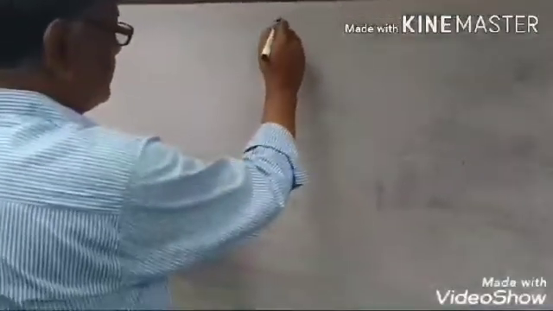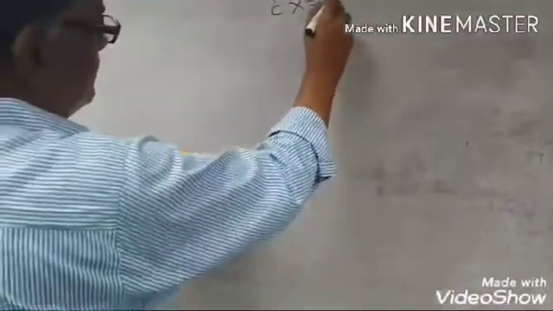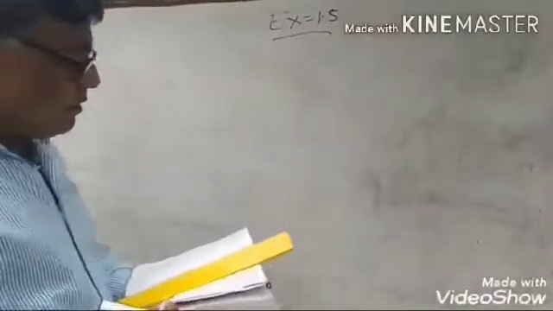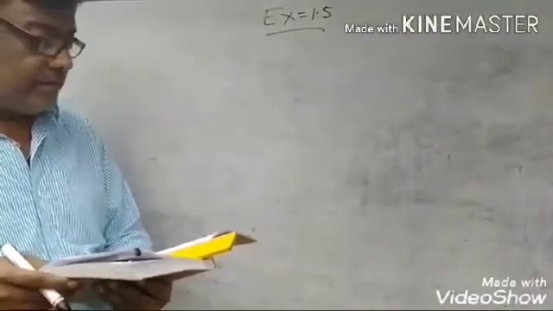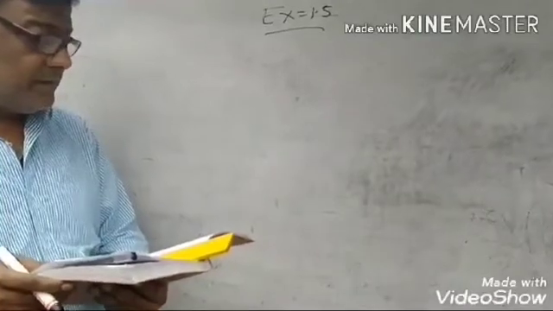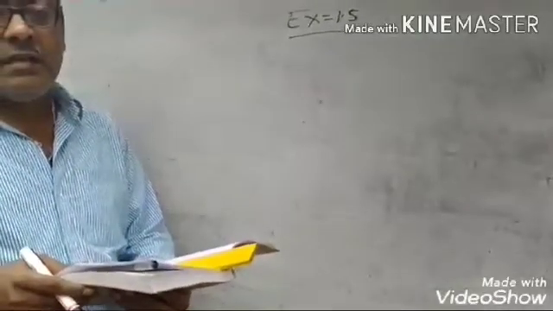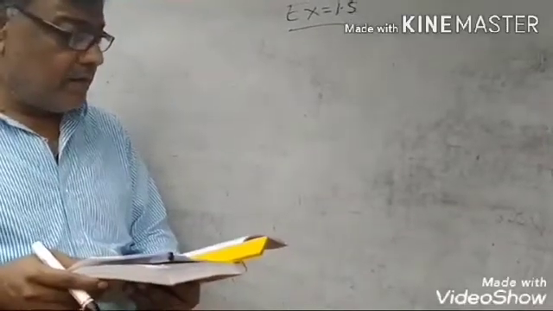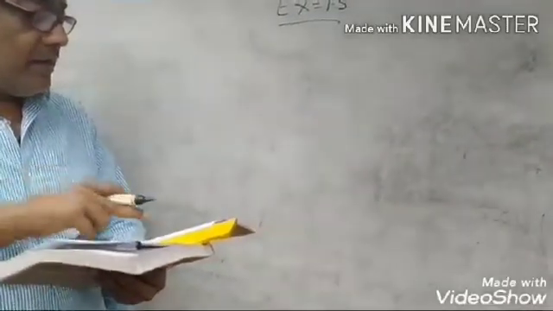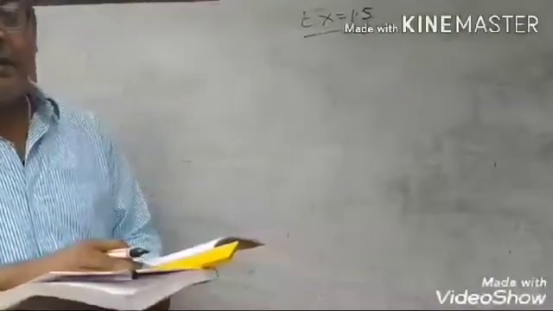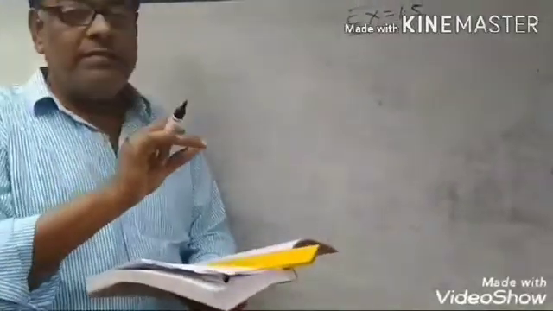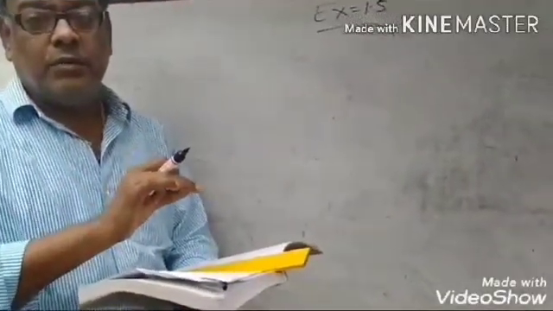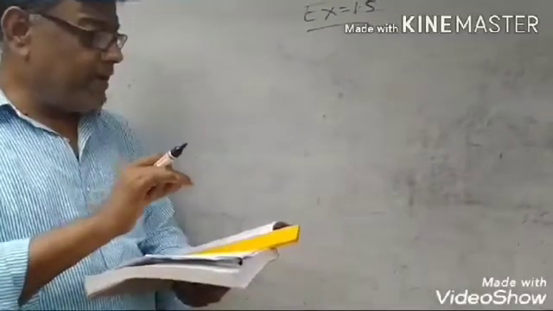Next, I will start exercise 1.5. Question number 1. Classify the following numbers as rational or irrational. Question number 1: 2 minus root 5. This number is an irrational number. But why? Root 5 subtracted from 2, we get an irrational number.